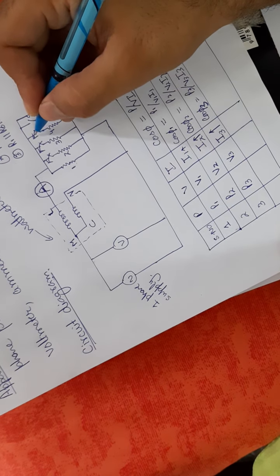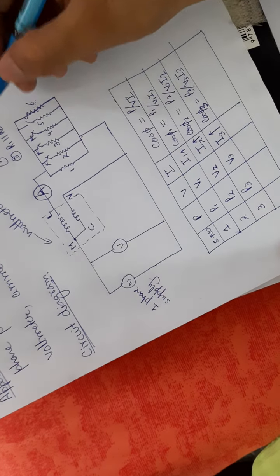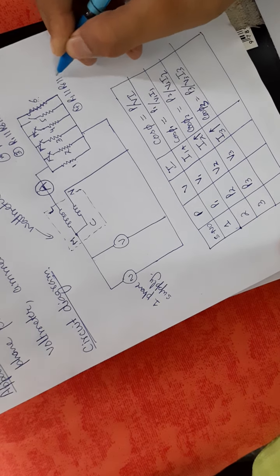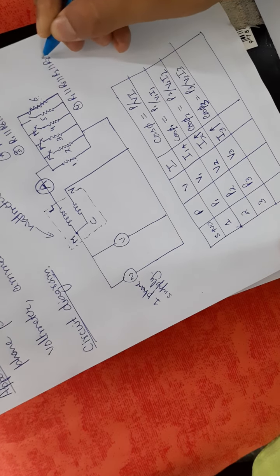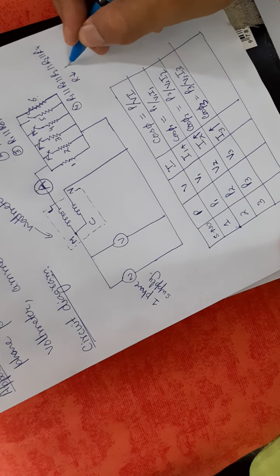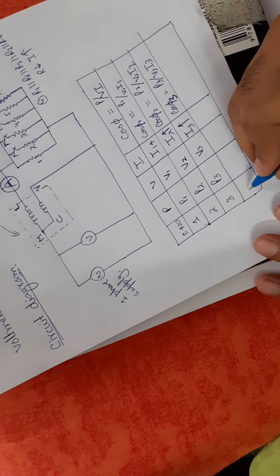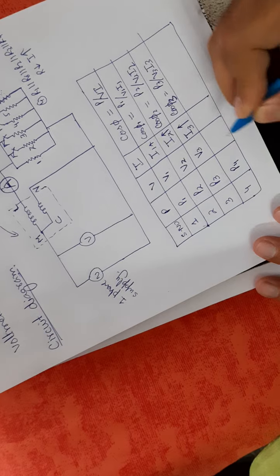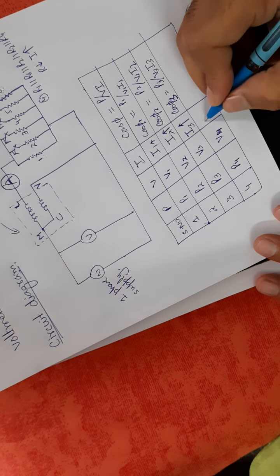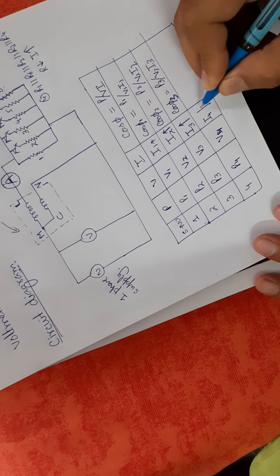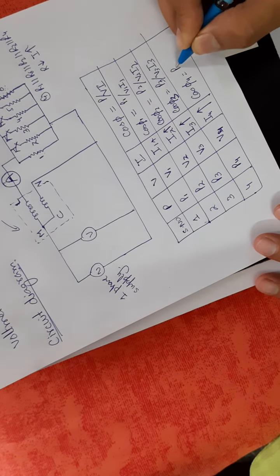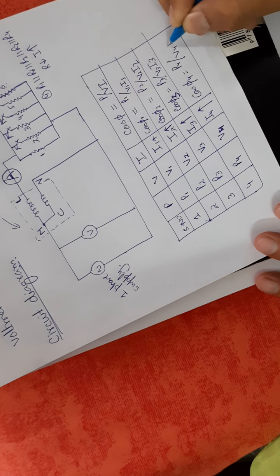Because of this switch, R4 will be in the circuit. Now the effective resistance will be R1 parallel R6 parallel R2 parallel R3 parallel R4. So the overall R will further reduce, and the overall current will further increase. This is the fourth case. Power will be P4, voltage will be V4, which will be the same as V1, V2 and V3. Current will be I4 and it will be more than I3. So cos phi 4 will be P4 divided by V4 I4.